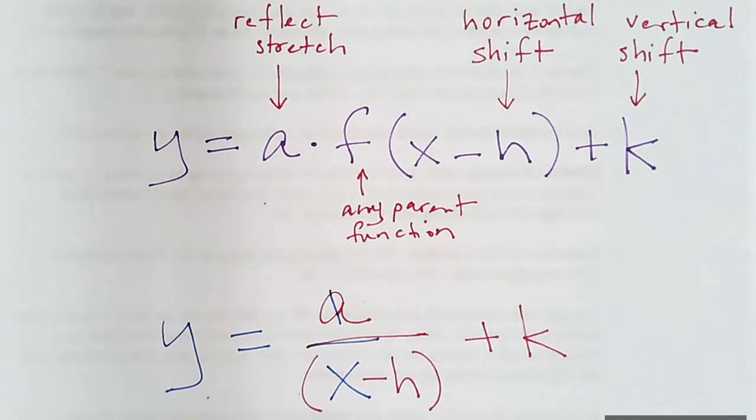The horizontal shift happens inside the function. Vertical shift happens outside the function. And the a stretch, in this case, if a were in front of the ratio 1 over x, you could actually simplify it as a over x. So that's how that shows up.